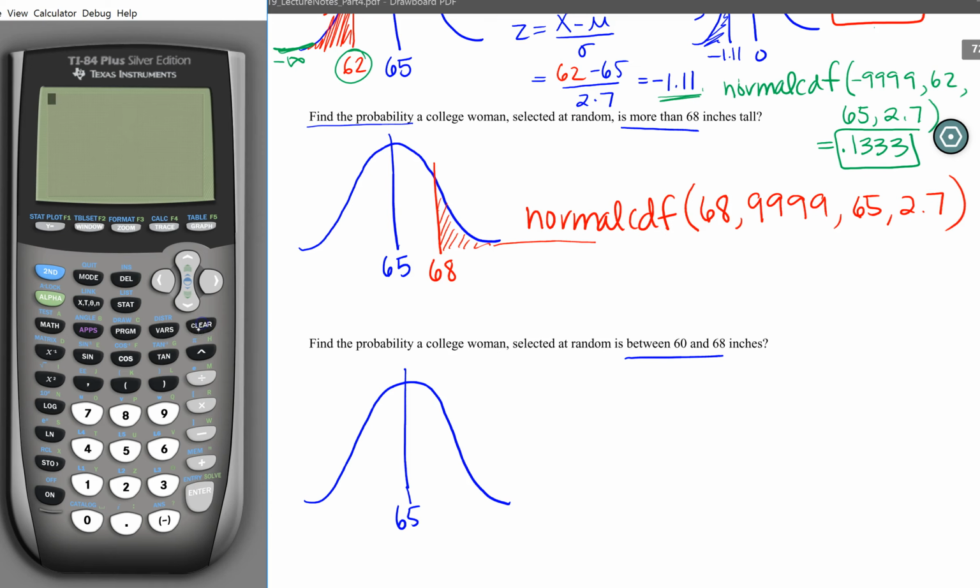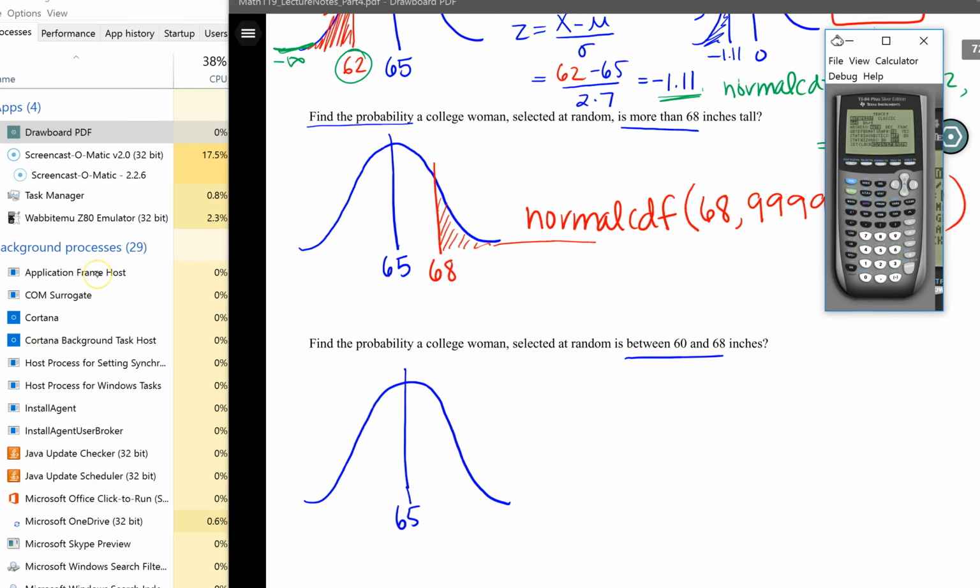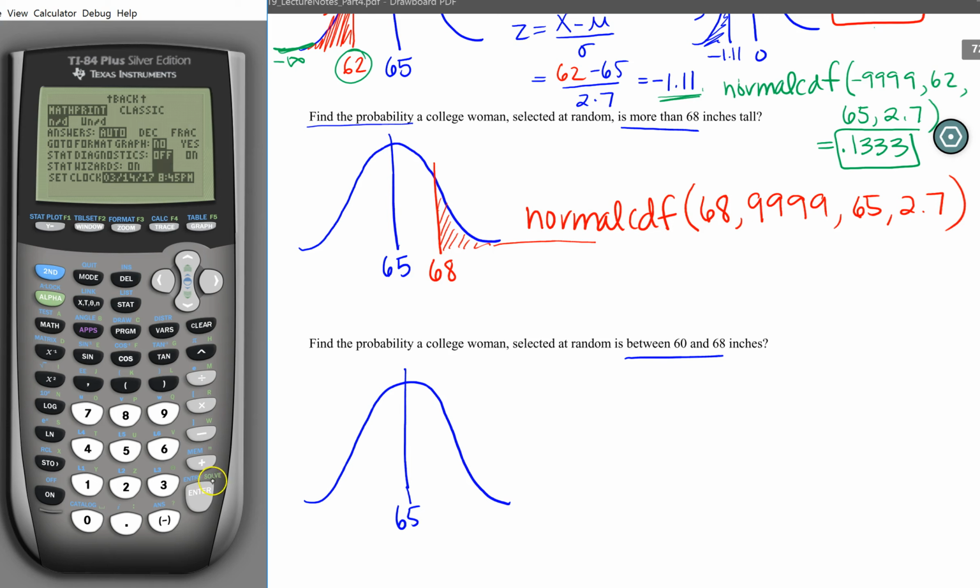So I'll do that in here. I'll turn off my wizard so it looks like the people who have the older calculators. Oh no, come back. I worked so hard for this. All right.